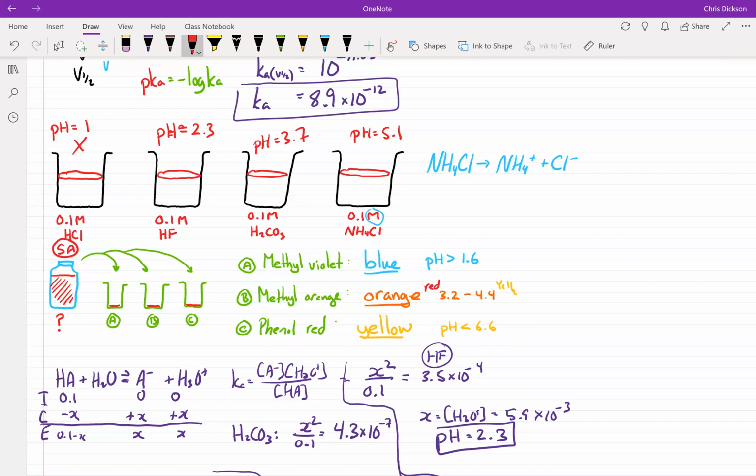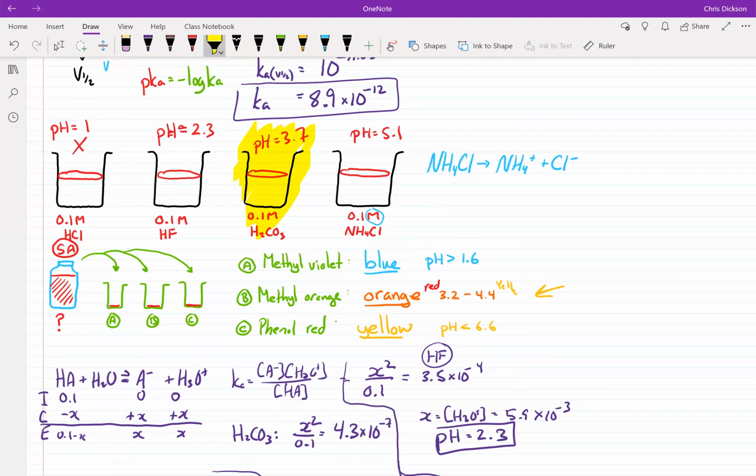Okay, so let's see if we can narrow this down now. So we know the pH, we said before, has to be between those two numbers. So it has to be more than 3.2, but less than 4.4. So with these three indicators, which have fairly wide ranges to narrow down the numbers, I think we can definitely determine that a pH of 3.7 would definitely fit in between those numbers.